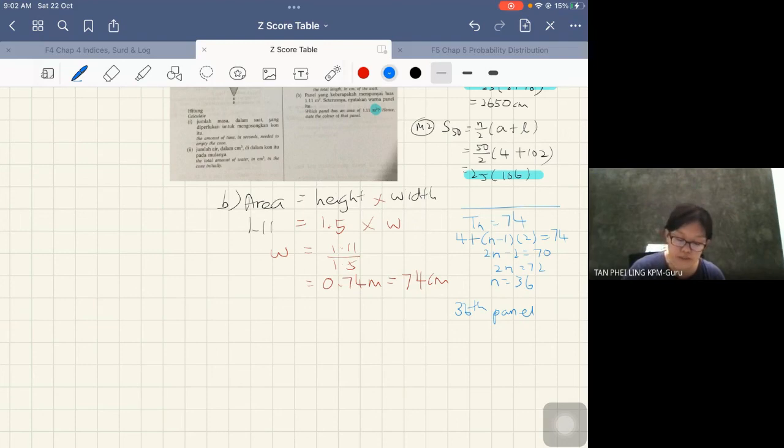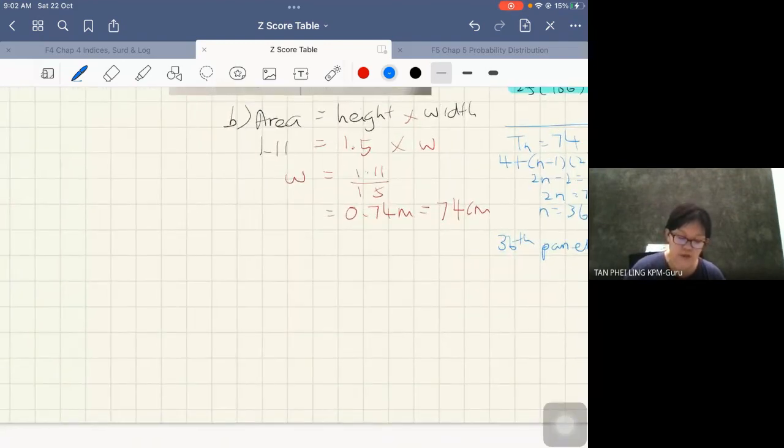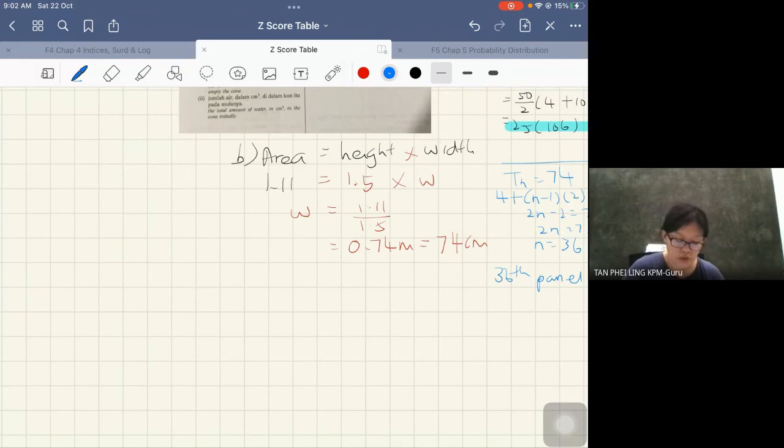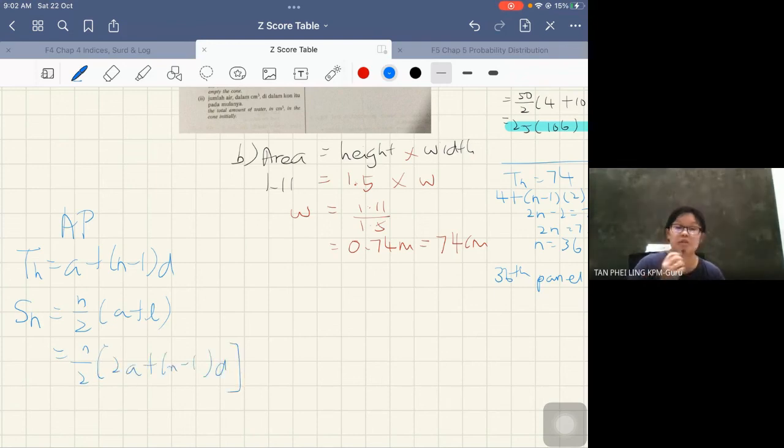So let us do a summary before we end today's session. So today we do progression where you have AP and GP, remember that? So for AP, only two formula, Tn, which is A plus n minus 1 d. So always remember A is the first term, D is the common difference, right? And then Sn equals n over 2, either A plus L or n over 2 bracket 2a plus n minus 1 d. So this one is to find the sum.